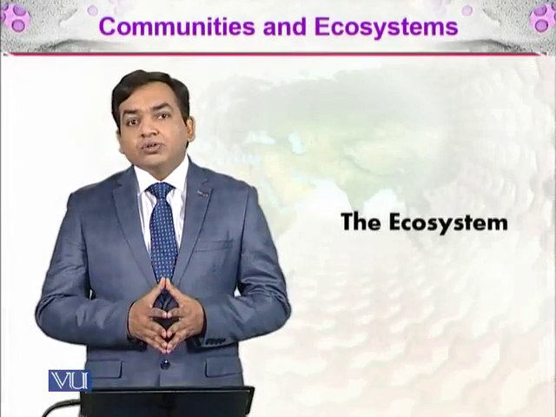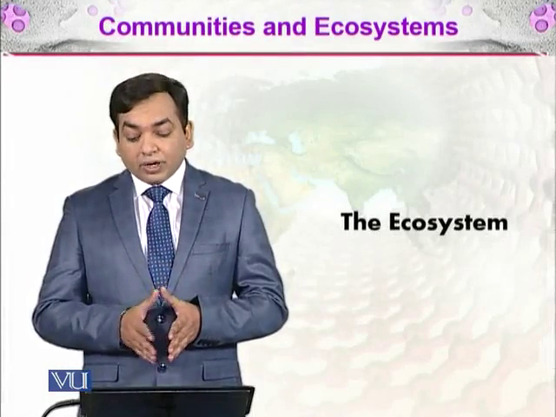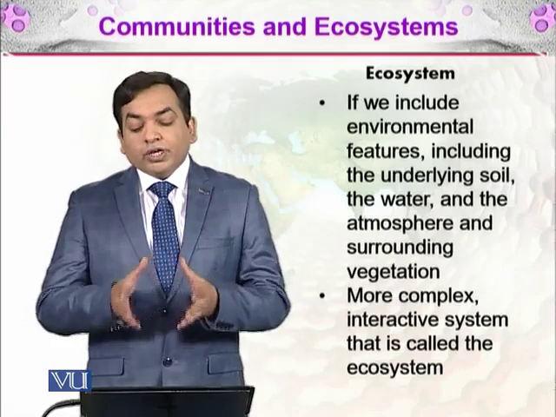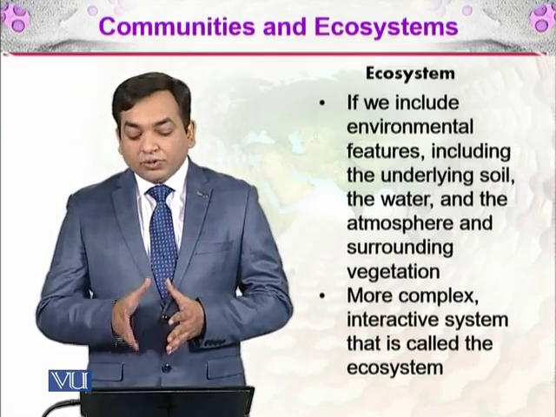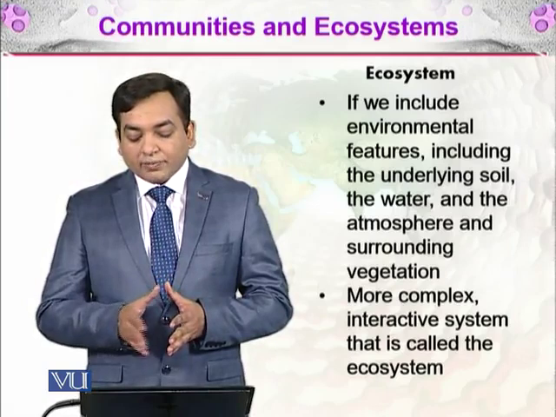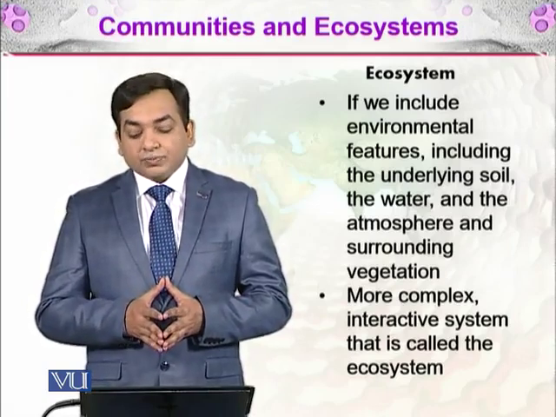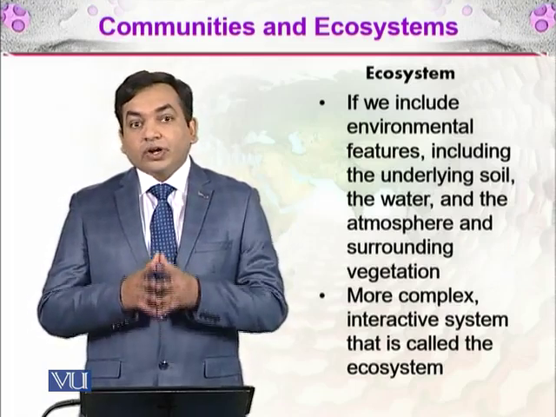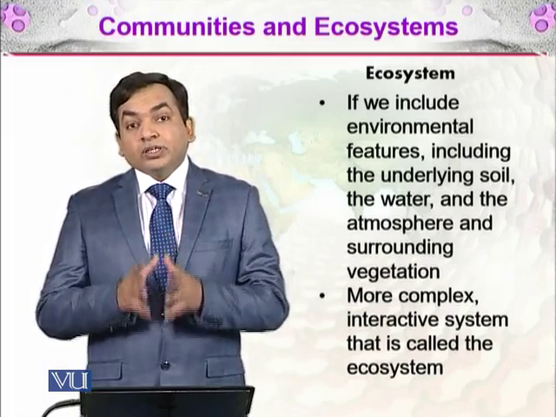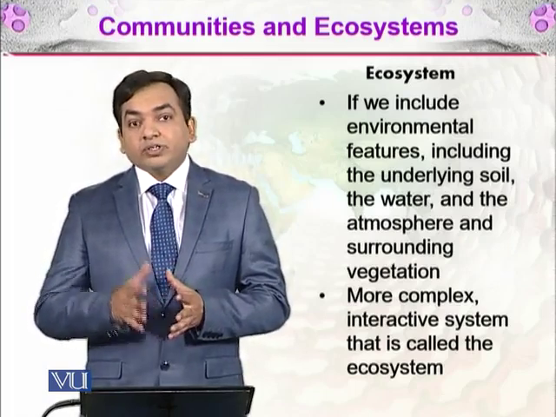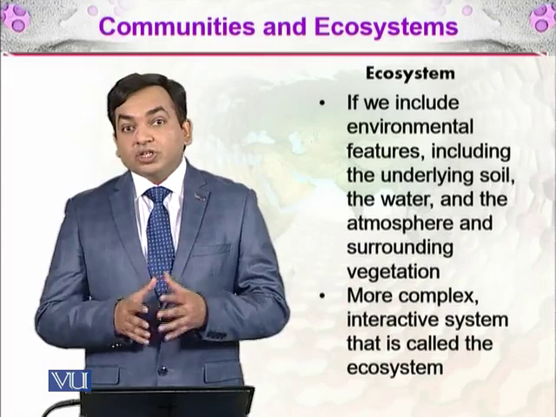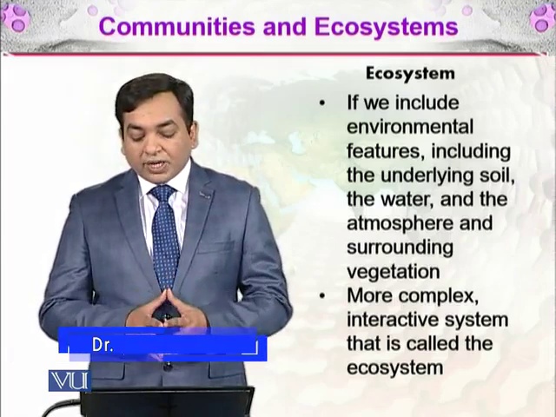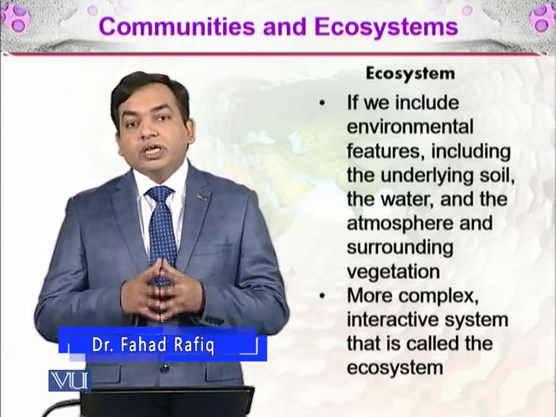In communities and ecosystems, we will be discussing further about the ecosystem. If we include the environmental features, including the underlying soil, the water and atmosphere, and surrounding vegetation, the organisms are interacting with each other and they are making a community. Now include these abiotic factors and the vegetation which is nearby, all of these things together, and it forms a more complex interactive system that is called an ecosystem.